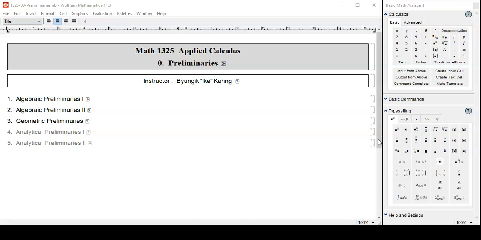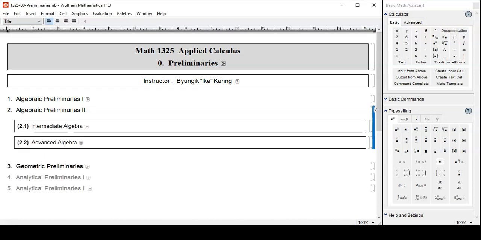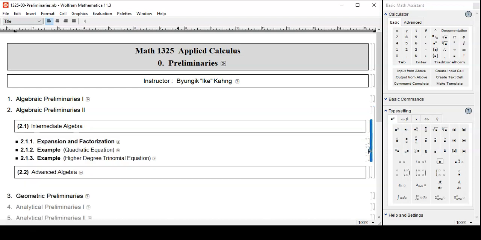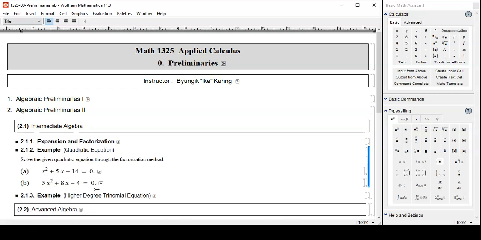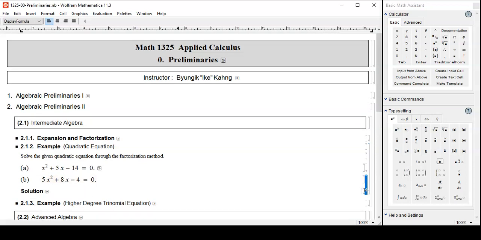Hello students, welcome back. Previously we discussed factorization problems, especially the factorization of non-monic quadratic trinomial. Let's review that briefly.